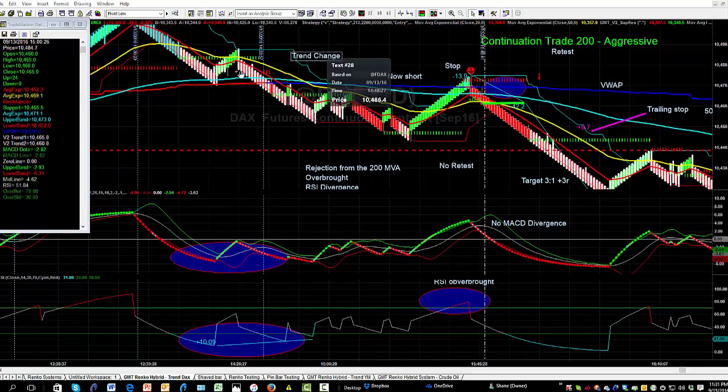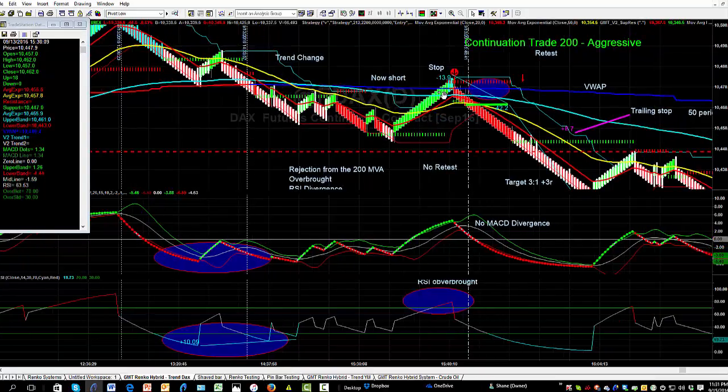So we've got a trend change here. We've gone from a long trend setup to a short selling trend. We've got price below our VWAP, price below our 200 moving average, and all our moving averages lining up. Then we get what we call a retest. We get an initial push through the 200 period moving average, and we get support set up.